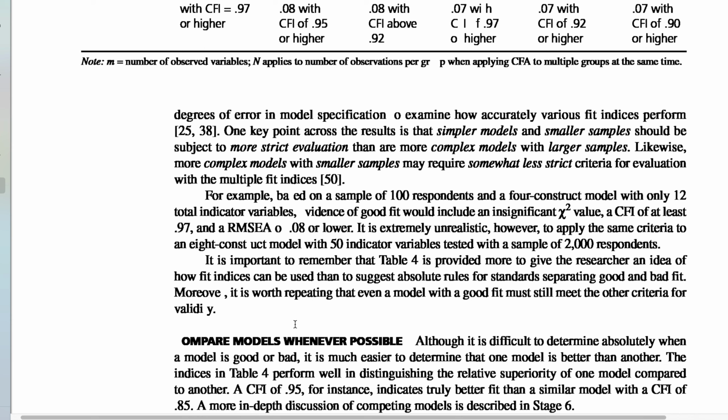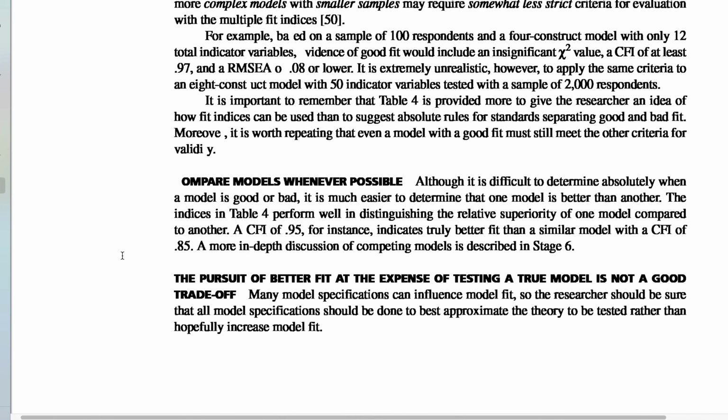Moreover, it is worth repeating that even a model with good fit must still meet other criteria, and researchers should compare models whenever possible. Although it is difficult to determine absolutely when a model is good or bad, it is much easier to determine that one model is better than another.